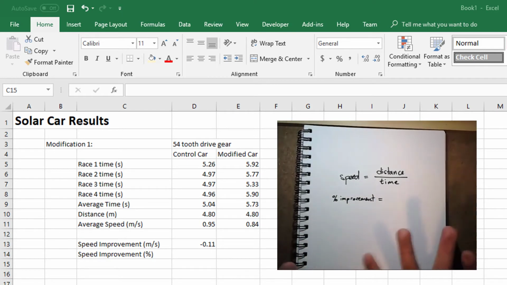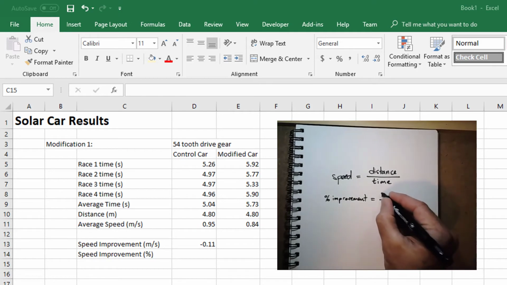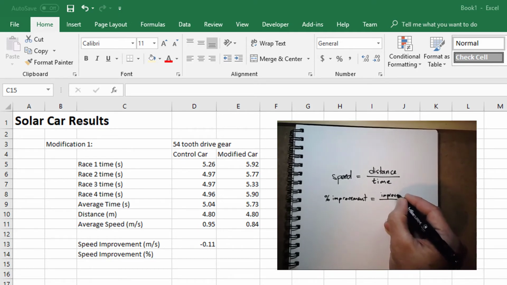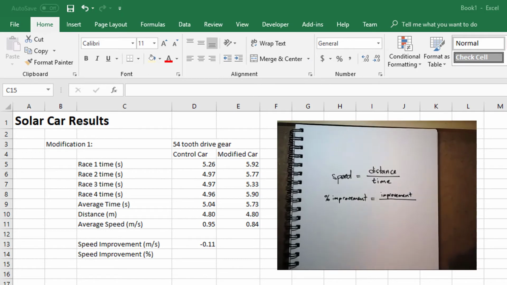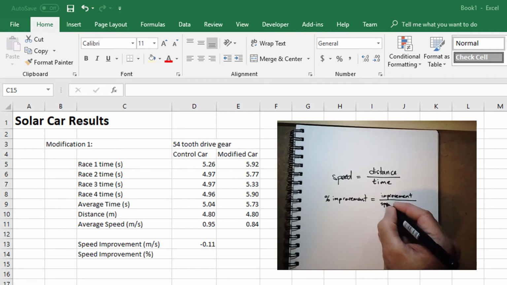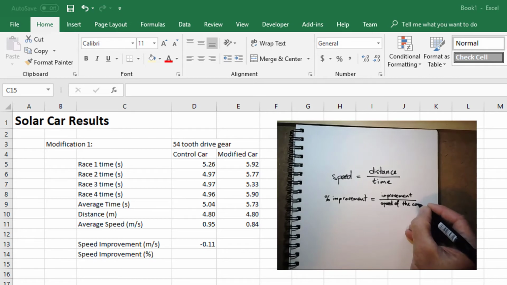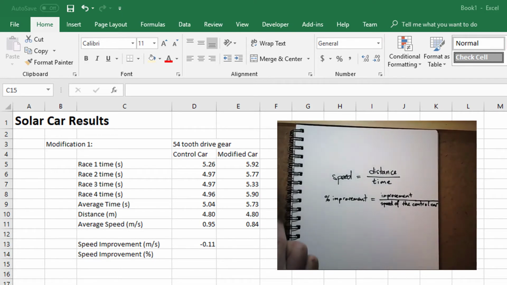equals, now remember a percentage is a comparison. We're comparing two numbers. What we're going to compare is the improvement, so the speed improvement, which we just calculated, and we're going to compare that to the speed of the, running out of room, the speed of the control car. Okay, there we go. So we take the improvement divided by the speed of the control car, comparing those two, and then express that as a percentage. That should give us what we want. Let's see how we do that in Excel.